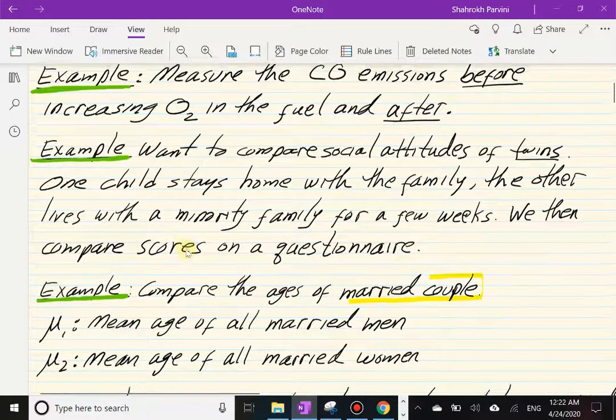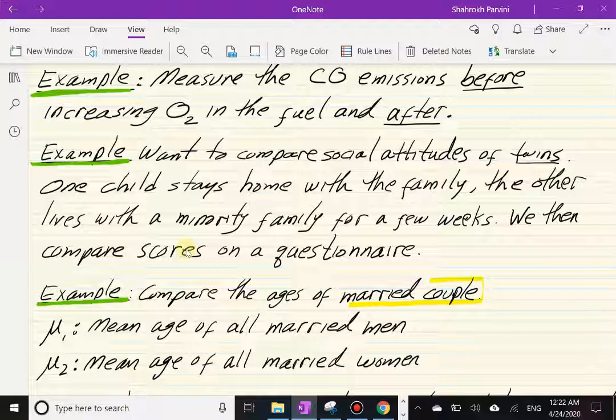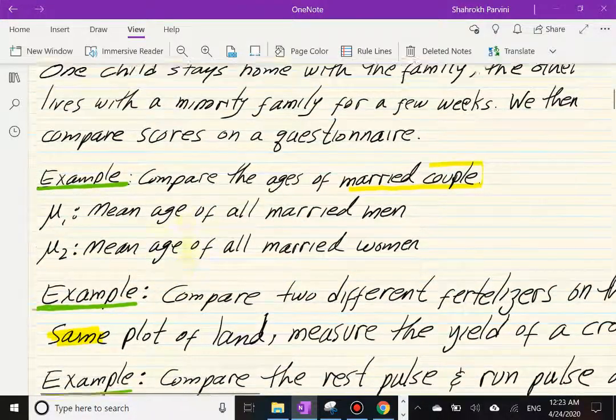Here's another example. Oftentimes, we may wonder if the ages of married couples are pretty close to each other on average, or does the man, for example, usually on average end up being older than the woman, or is the woman older than the man on average in a marriage? So this time, pairing the couples together constitutes a paired experiment, and they're treated as one experimental unit.